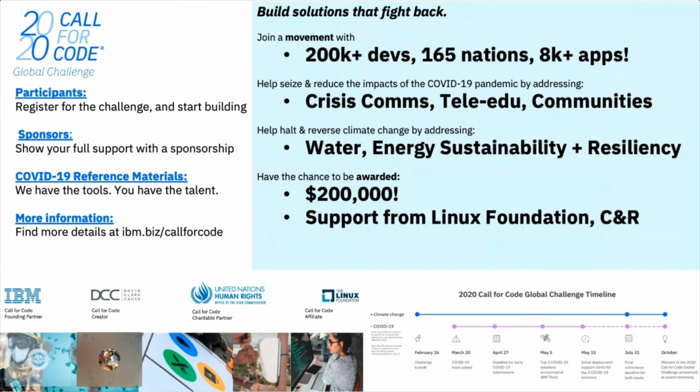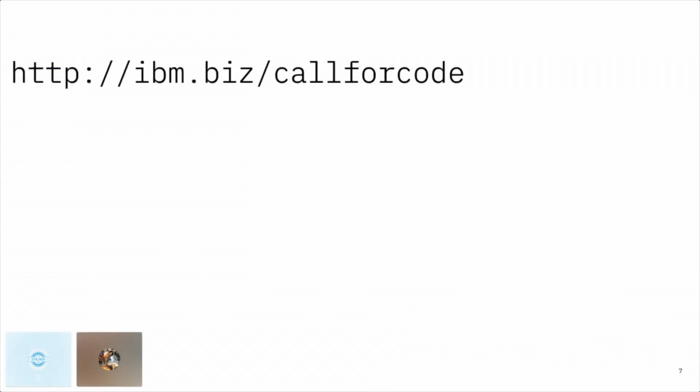In the first year there was a company doing an IoT device that was setting up an ad hoc network, and they were launching it in Puerto Rico. So IBM is helping them out. It gets 200,000 developers involved, almost every nation is involved, and we got about 8,000 apps. More information is at this link, ibm.biz/callforcode. Just join us.